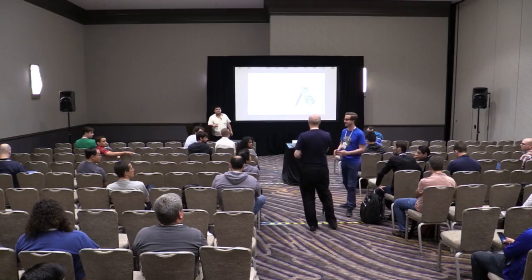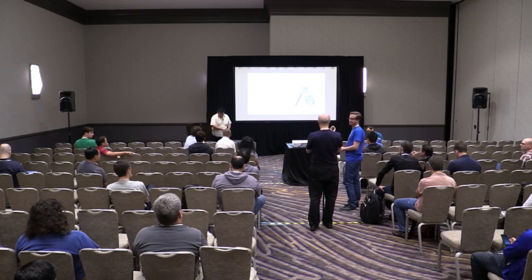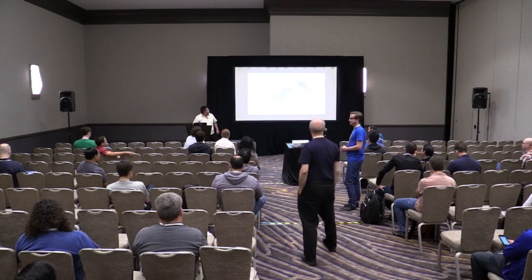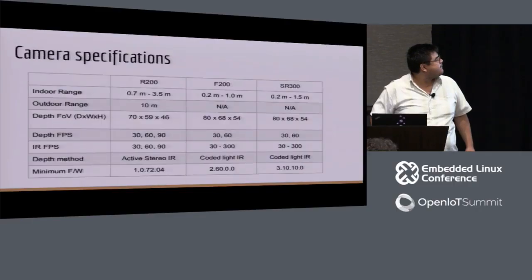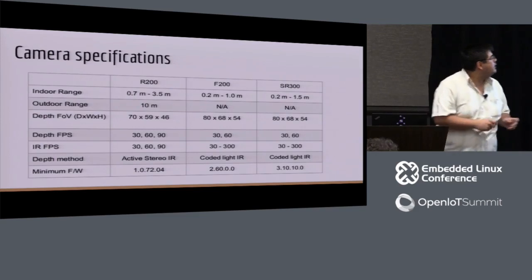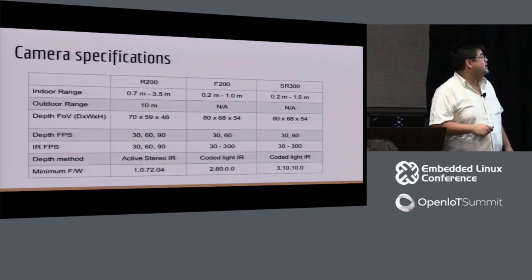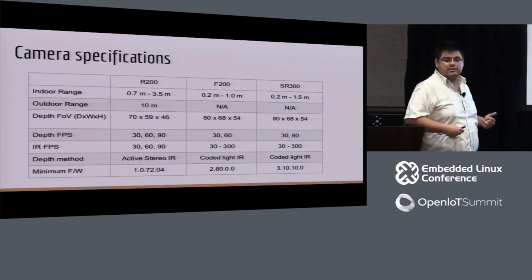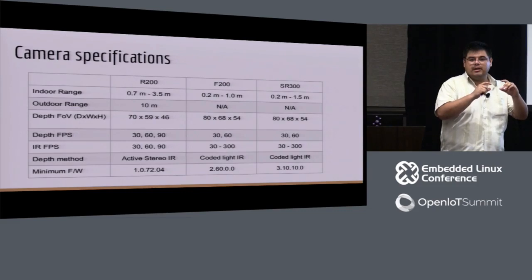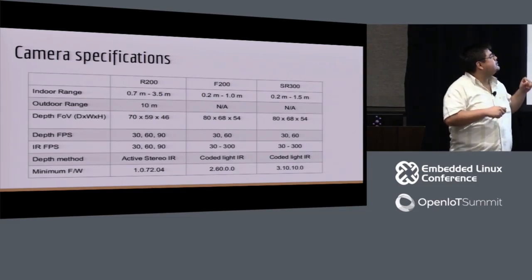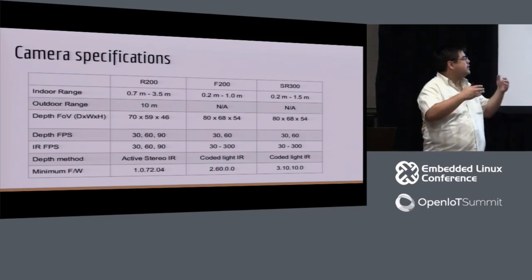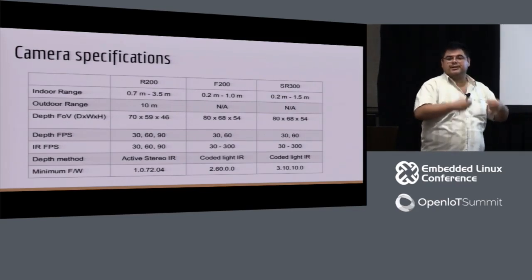More questions? What is the depth of field? 1 meter, 2 meters? Theoretically it is 10 meters outdoors, and indoors 3 meters. This is because it's a small camera, and indoors we use the dot matrix, and outdoors it does the disparity with the cameras.